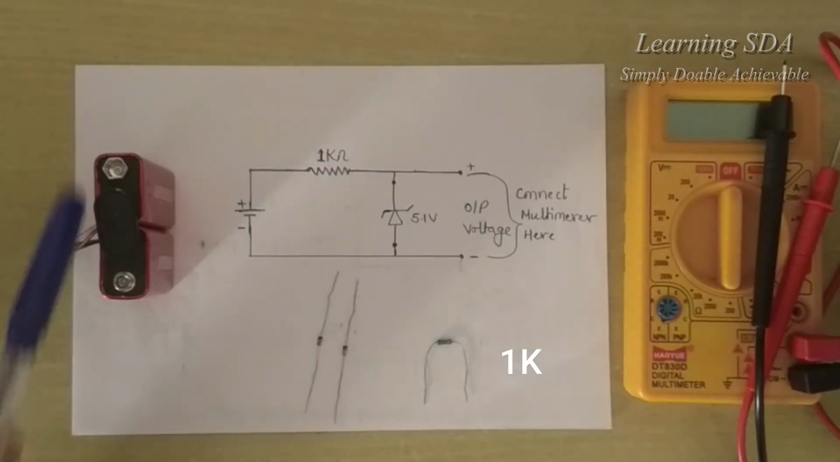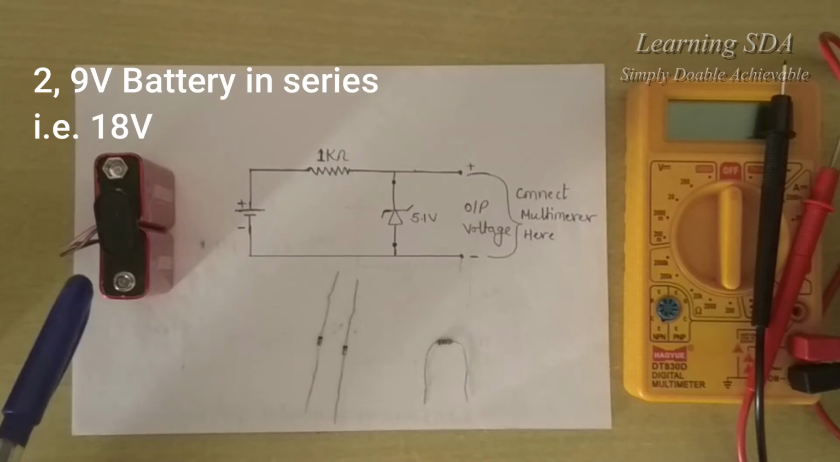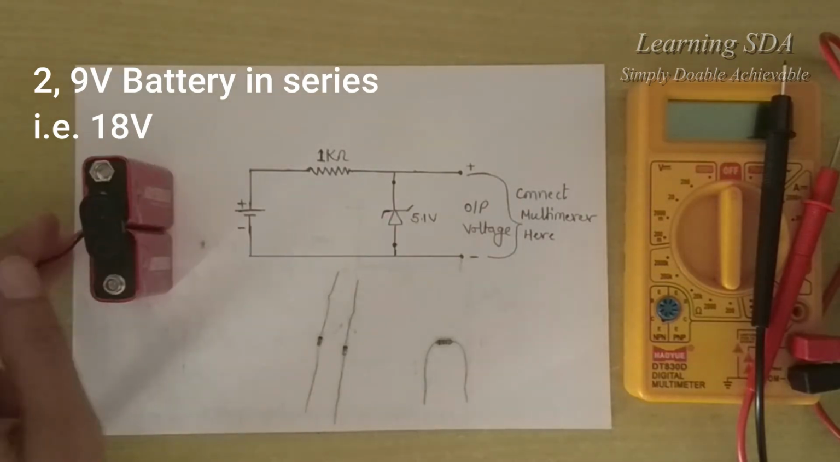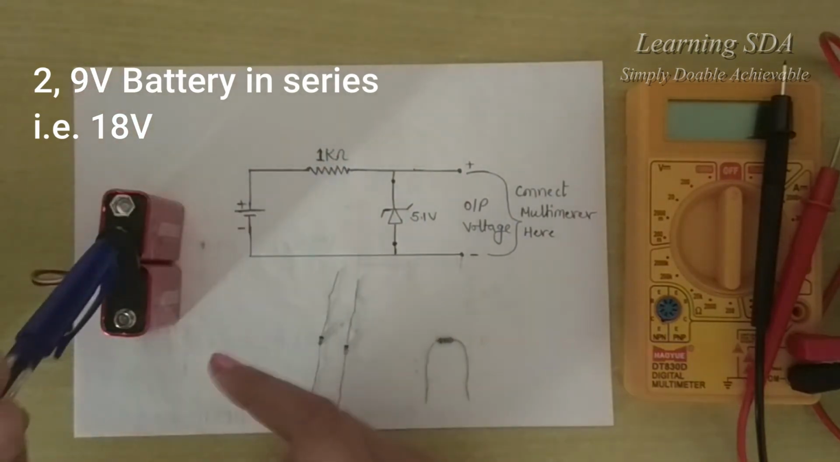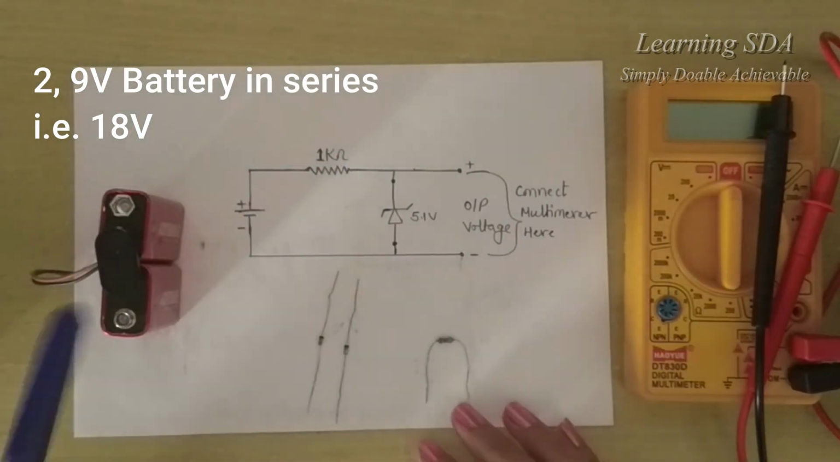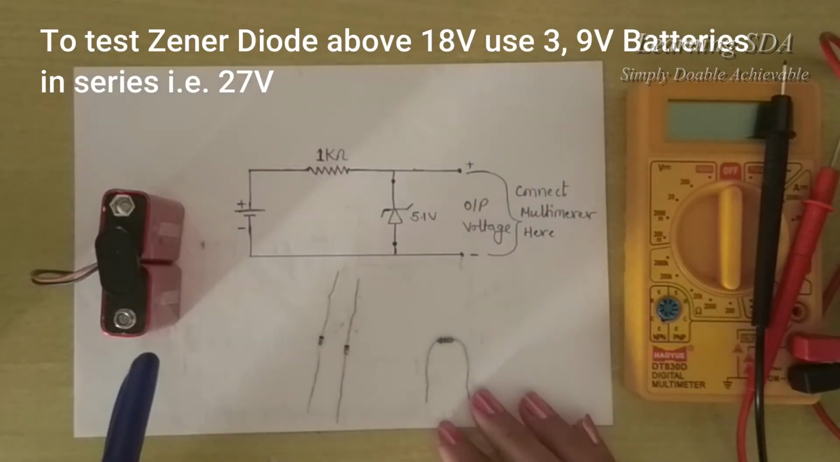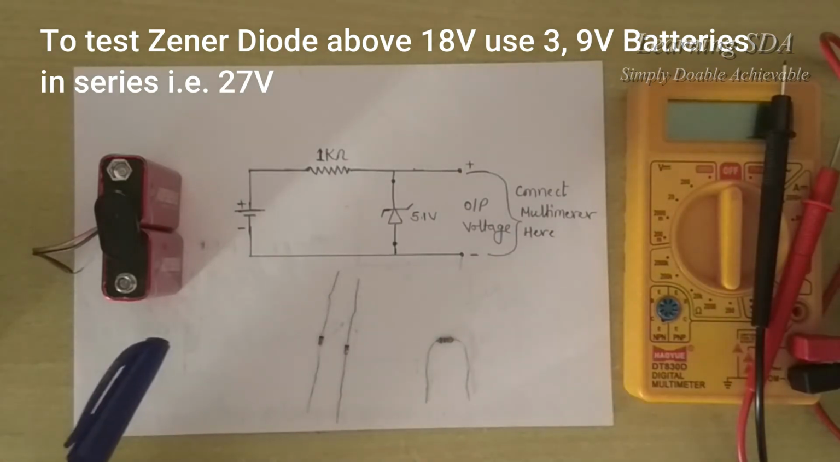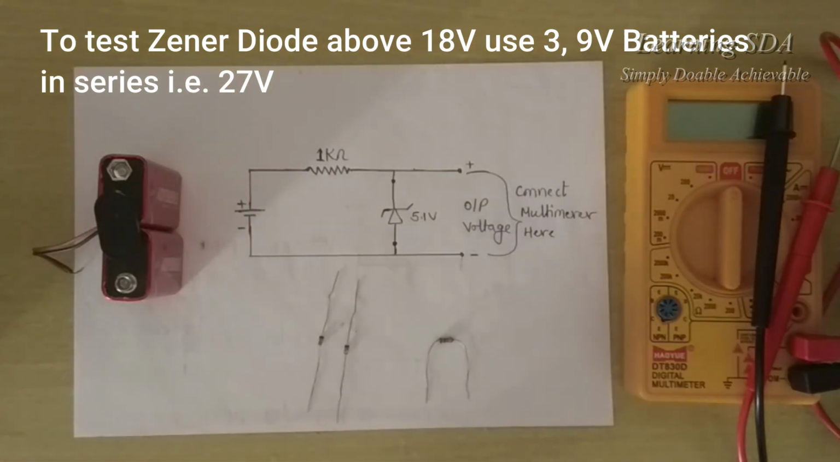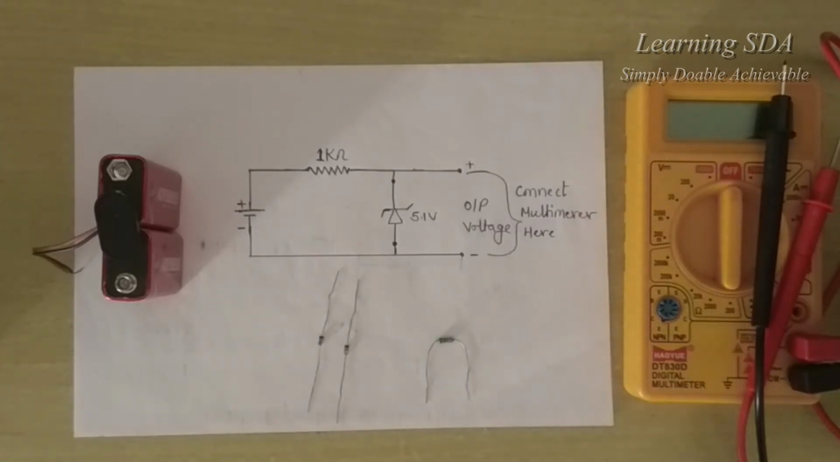I have connected two 9 volt batteries in series using a battery connector and shorted both the terminals. That means I connected the batteries in series and now it is providing me 18 volt. You can take 3 batteries also if you want to test a Zener diode voltage above 18 volt, 20 volt, then you need a third battery also in series.